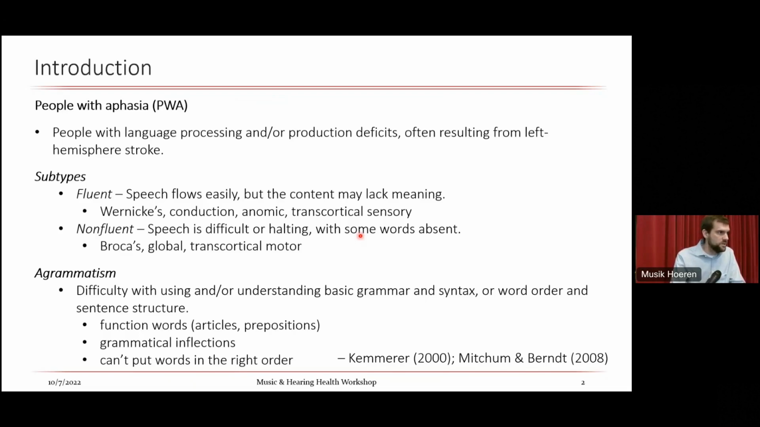It's often true that people with non-fluent aphasia subtypes suffer from agrammatism. Agrammatism refers to difficulty with using and/or understanding basic grammar and syntax. It could also impact word order and sentence structure processing. For example, people with Broca's aphasia often struggle to use function words like articles and prepositions. They'll really just stick to content words. They often struggle with grammatical inflections, so switching verb tenses, they'll just sort of use all verbs in the present, for example. And then they often can't put words in the right order. This impacts not just production, but also processing. So they'll struggle sometimes to understand even basic sentence syntax, if you like.